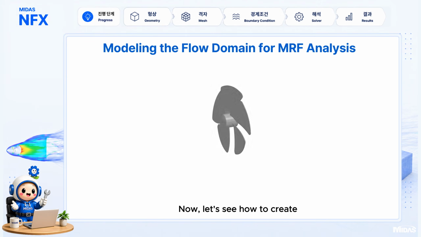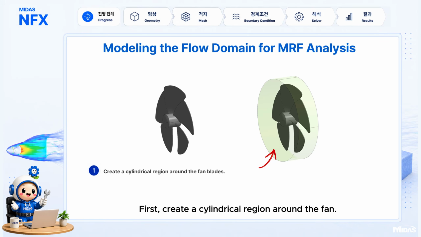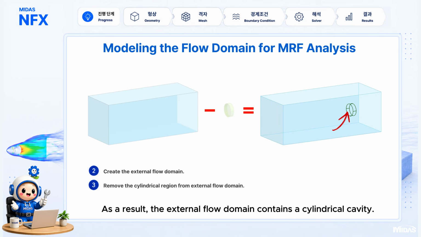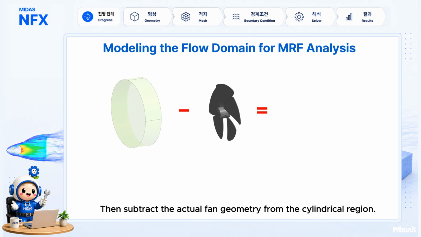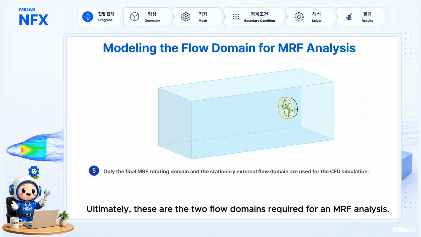Now, let's see how to create the flow domains for an MRF analysis. First, create a cylindrical region around the fan. Next, create the external flow domain and subtract the cylindrical region from it. As a result, the external flow domain contains a cylindrical cavity. Then subtract the actual fan geometry from the cylindrical region. This leaves an empty space where the fan blades were located. Ultimately, these are the two flow domains required for an MRF analysis.